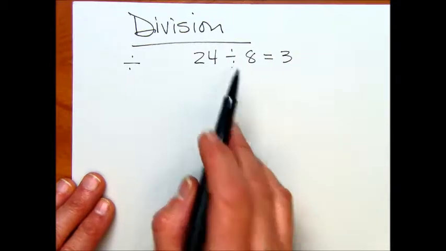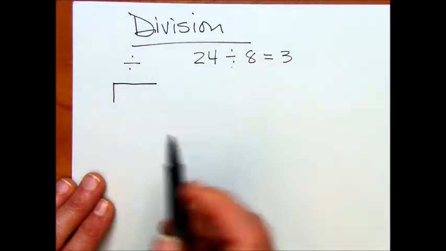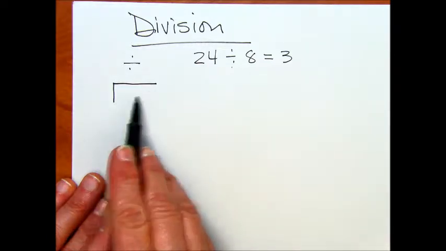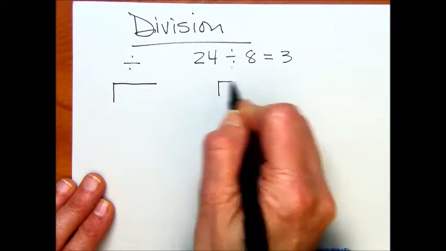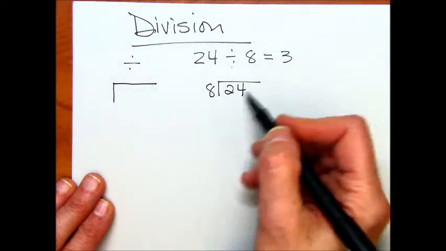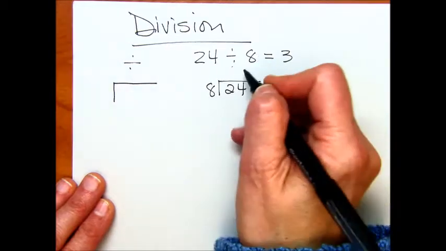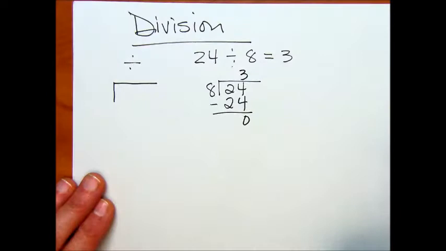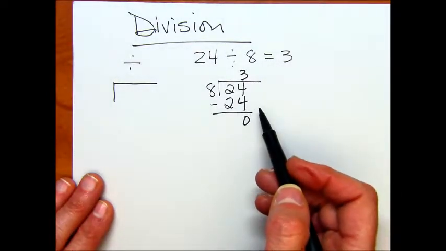Another way to write it out is using this symbol here, and the first number that was written over here is going to go underneath. The second would be on the outside. So it's going to look like this. So we think, well, 8 doesn't go into 2, but it does go into 24 3 times, because 3 times 8 is 24. Okay, so that's a second way that you can show division.